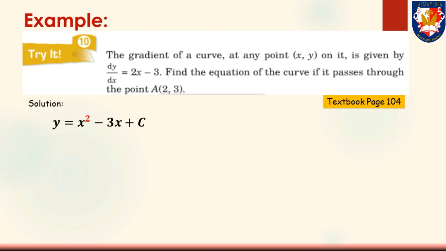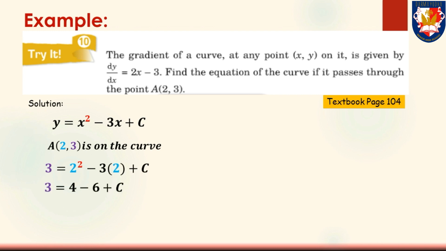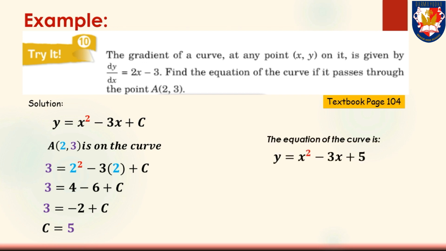Based on the question, the point A (2, 3) is on the curve. So we can substitute the values of x and y into the curve. We have 3 equals 2 squared minus 3 times 2 plus c. 3 equals 4 minus 6 plus c. So 3 equals minus 2 plus c, or c equals 5. Then the equation of the curve is y equals x squared minus 3x plus 5, by substituting it back into the curve.